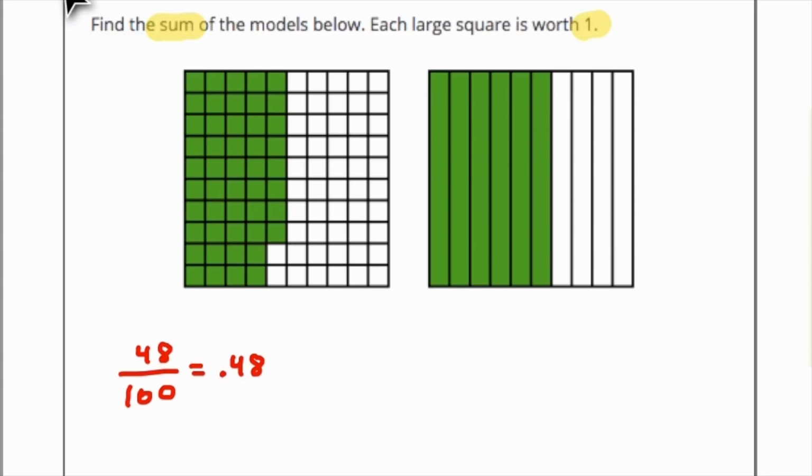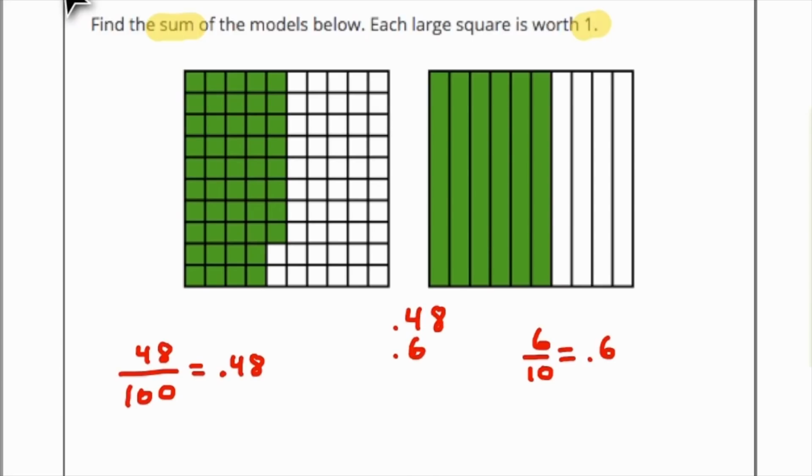On the right side here, we have 10 total pieces, and we only have 6 of those 10 filled in. So we have 6/10 of the large square filled in. As a decimal, that would be 6 tenths. So here we have 6 tenths plus 48 hundredths. All you would need to do then is just add those together, 48 hundredths plus 6 tenths.